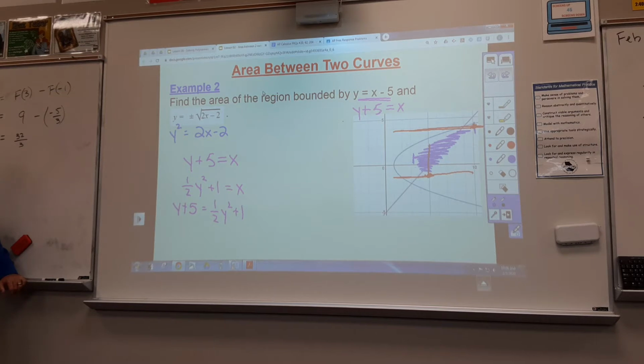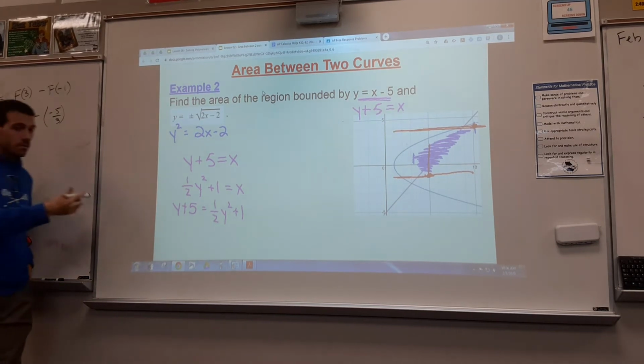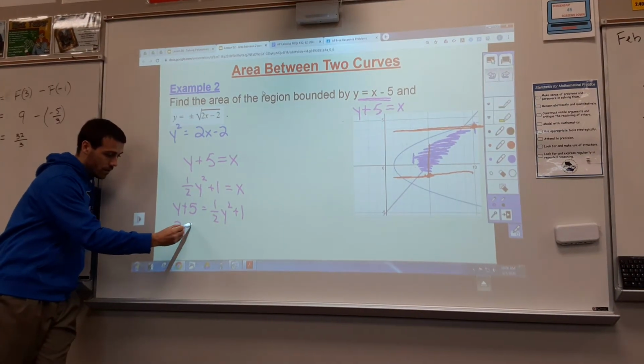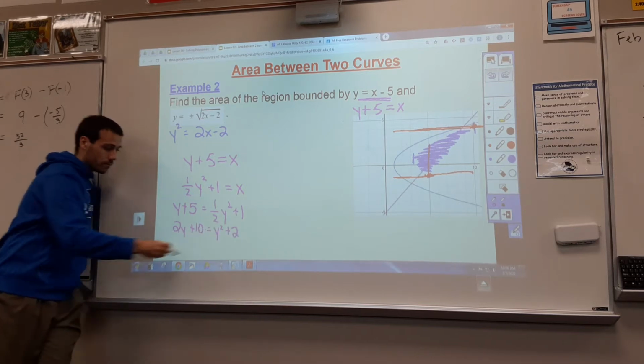Quadratic. So we're going to put it all on one side. We can get rid of that fraction if you want to. Yes, I do too. So we're going to multiply everything by 2. All right, so we got 2y plus 10 equals y squared plus 2.